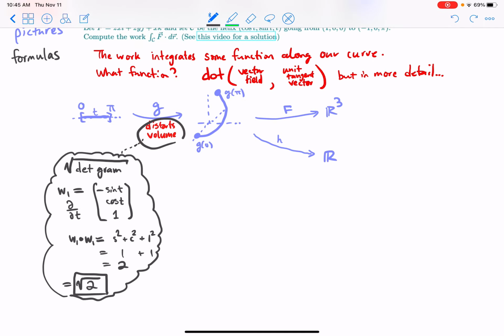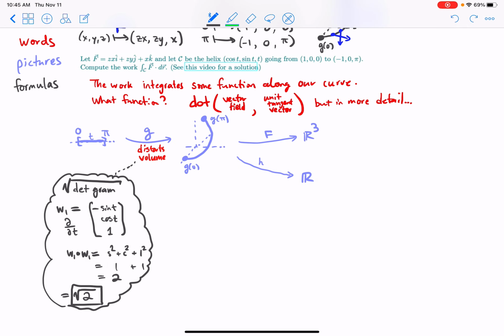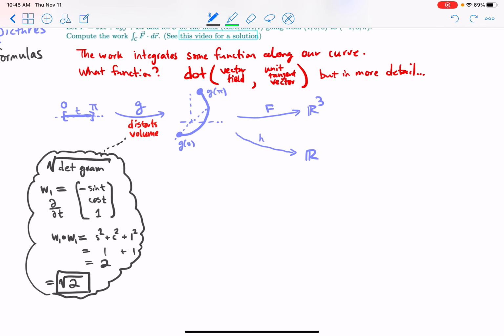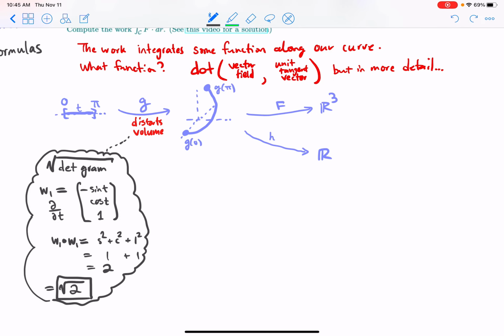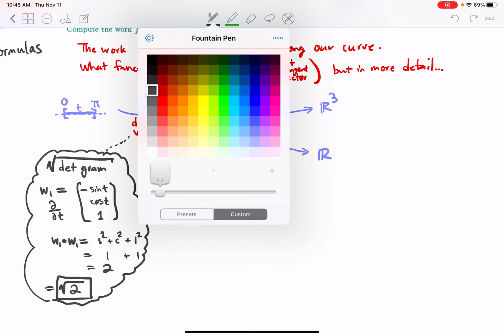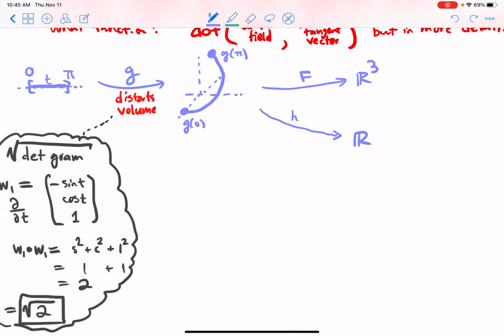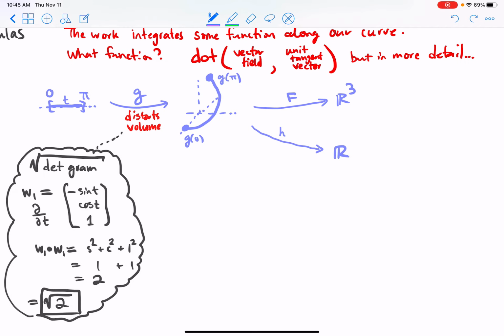Well, I got to pay a price to distort volume. Okay. Now, what is this function, this dot product? Let's take that, and what we really want to do is integrate some function that takes the vector field and the unit tangent vector. And so let's compute f after g.